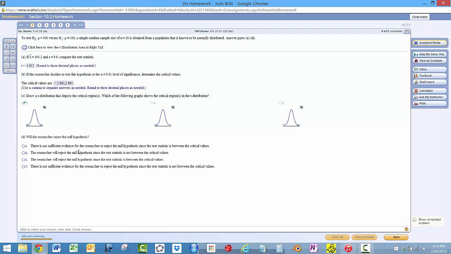There is not sufficient evidence for the researcher to reject the null hypothesis since the test statistic is between the critical values. There is not sufficient evidence for the researcher to reject the null hypothesis since the test statistic is not between. Okay, we want to choose this one. Okay, hope this helps. See you next time.